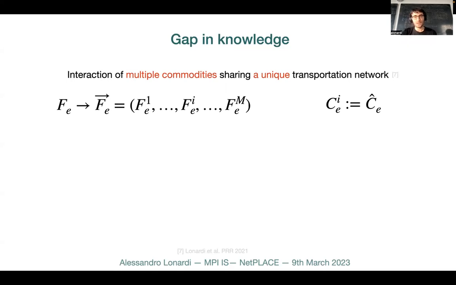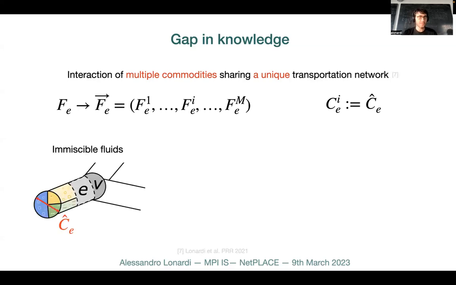inside a network? For example, we want to transport, instead of a unique flux F, a vector of fluxes that are ordered from 1 to M that represent different substances inside one unique capacity. So the capacity does not depend on this index i. Just to give you an example to formalize this idea, imagine you have different fluids inside a pipe, and the index 1 to M represents the fluids. But the pipe is one and it's unique. So C hat is the capacity of the one unique pipe that is independent of the flux you want to transport. So this is one example.